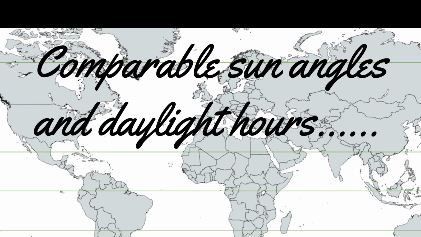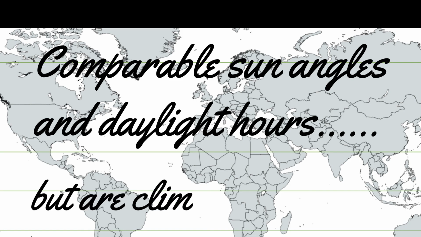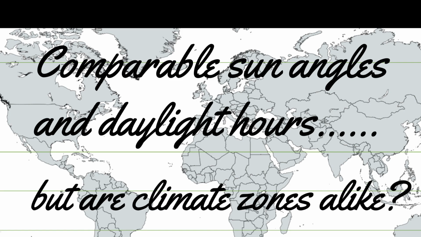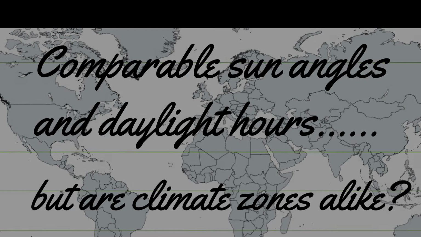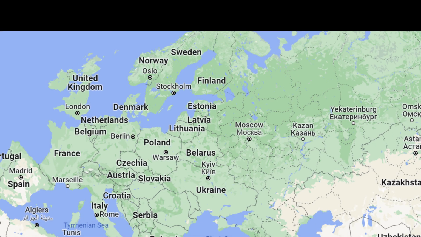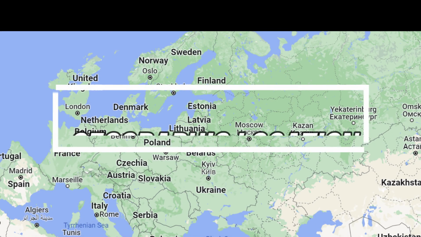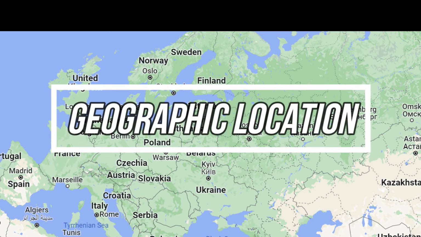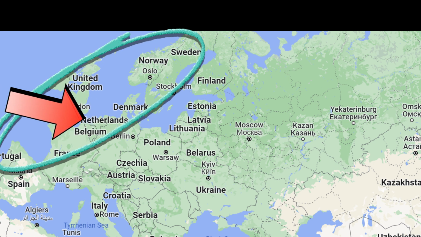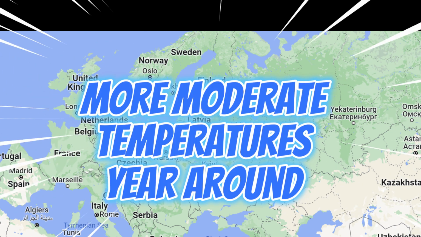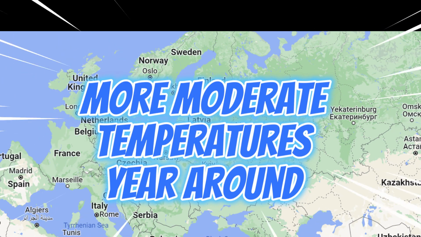As you can see, comparable latitudes show similar sun angles in daylight hours. But do similar latitudes see alike climatic conditions? Not necessarily. Another climatic factor is geographic positioning of a location. If a region is geographically located on the westward side of a landmass with the prevailing winds coming from a water body, such as a large ocean or sea, that area will see more moderate temperatures year-round.